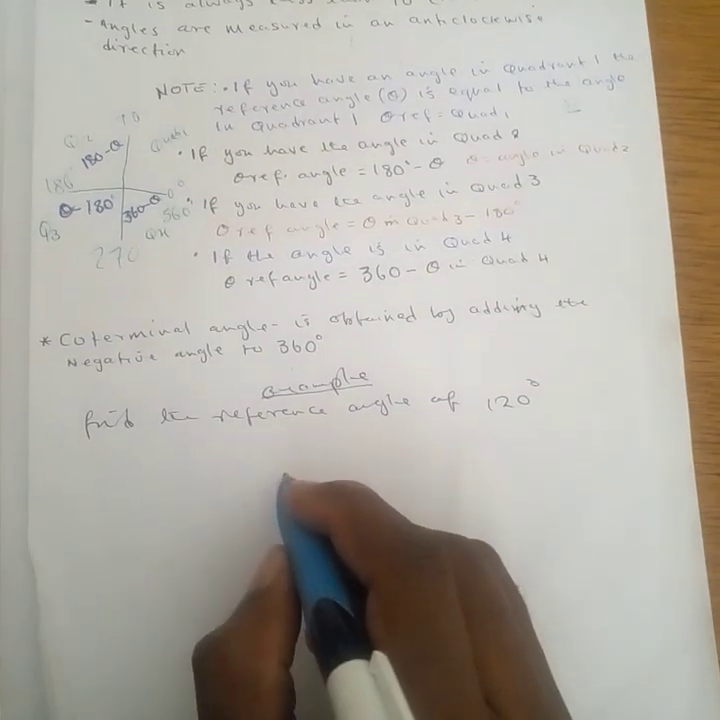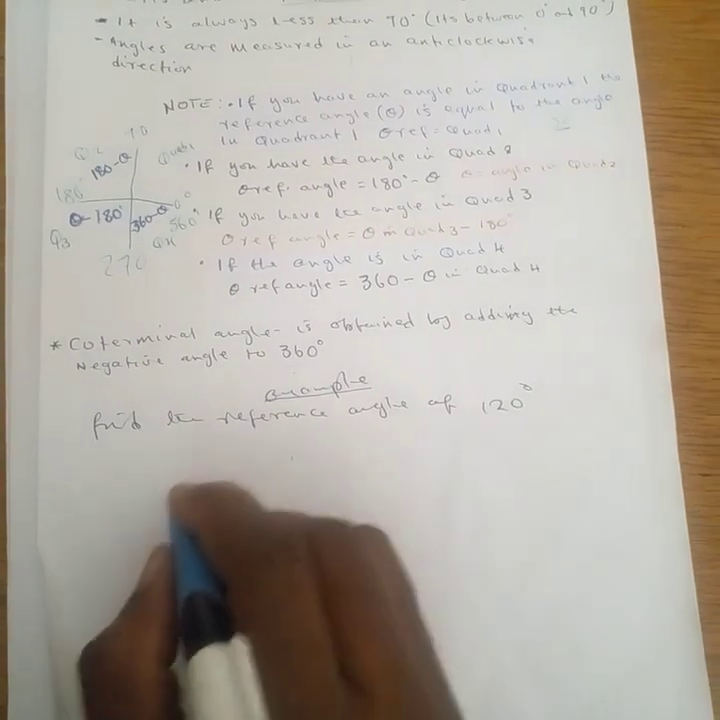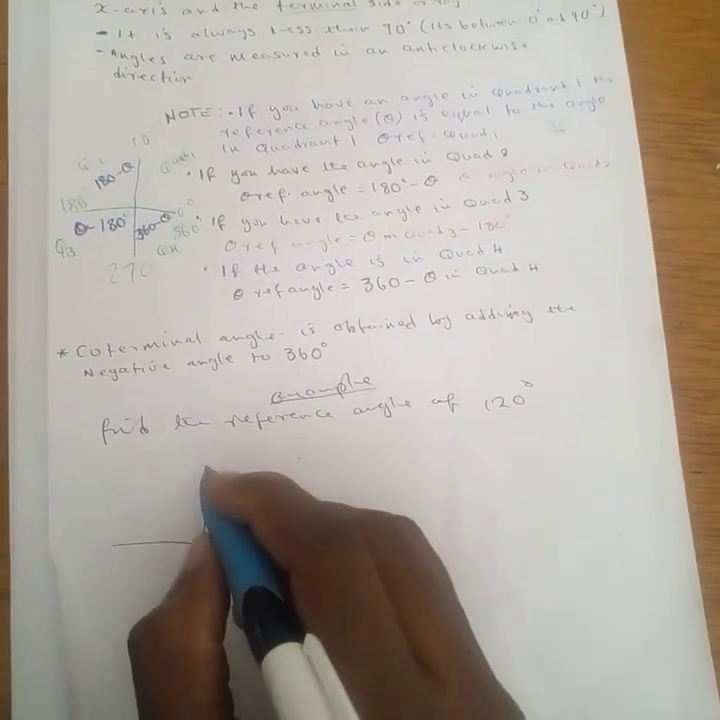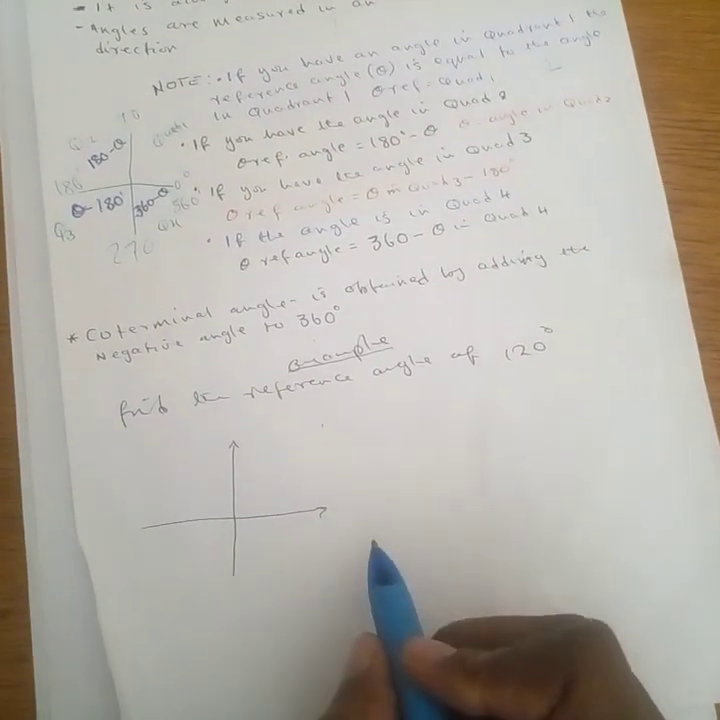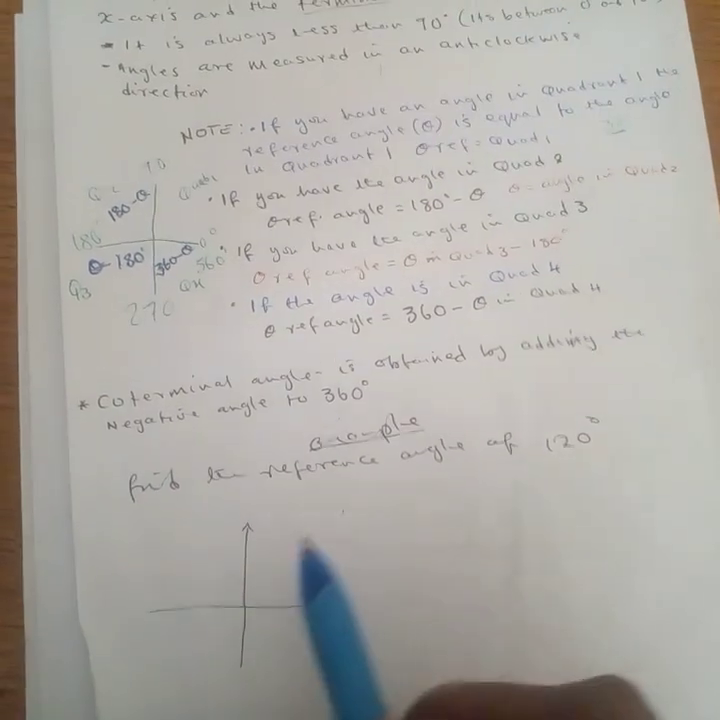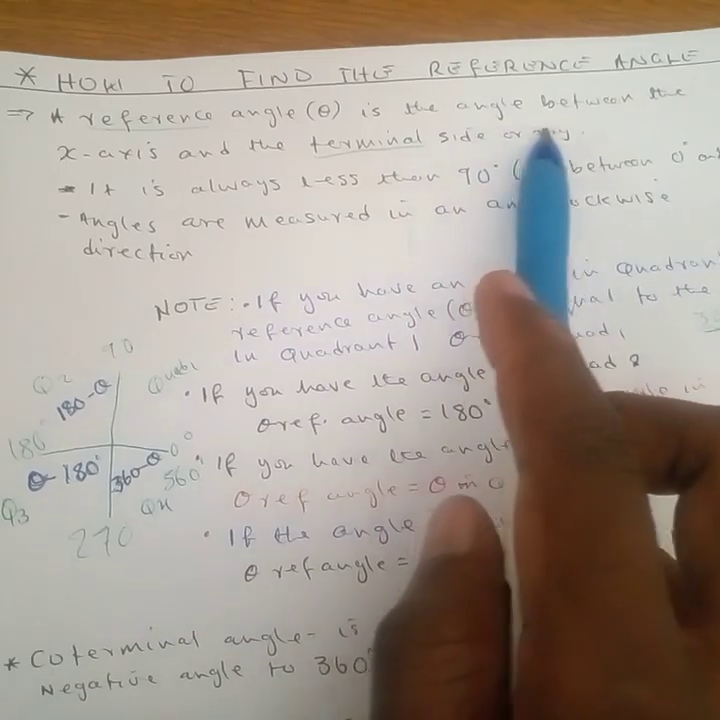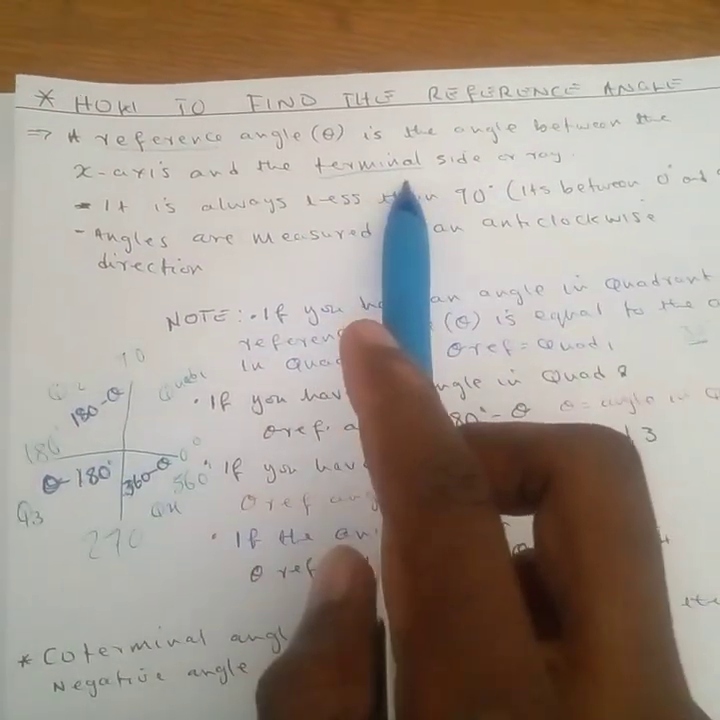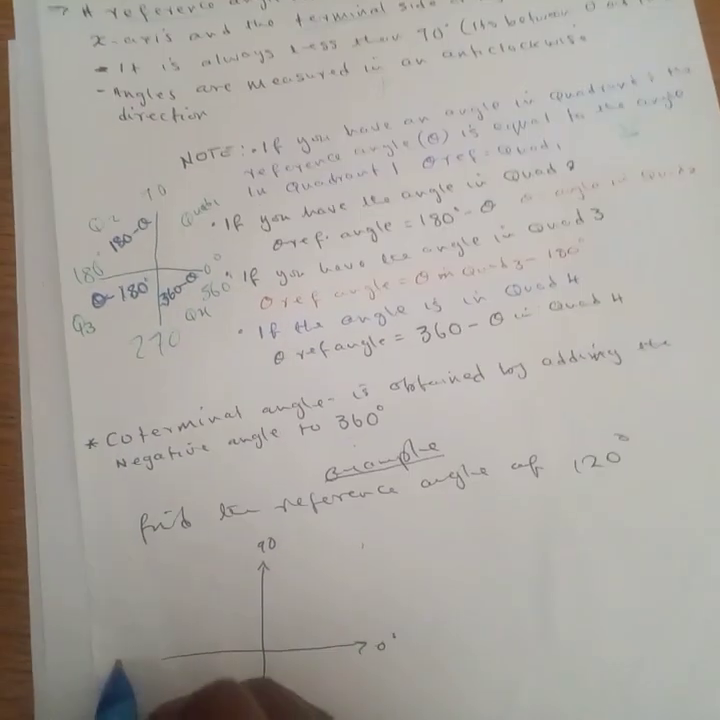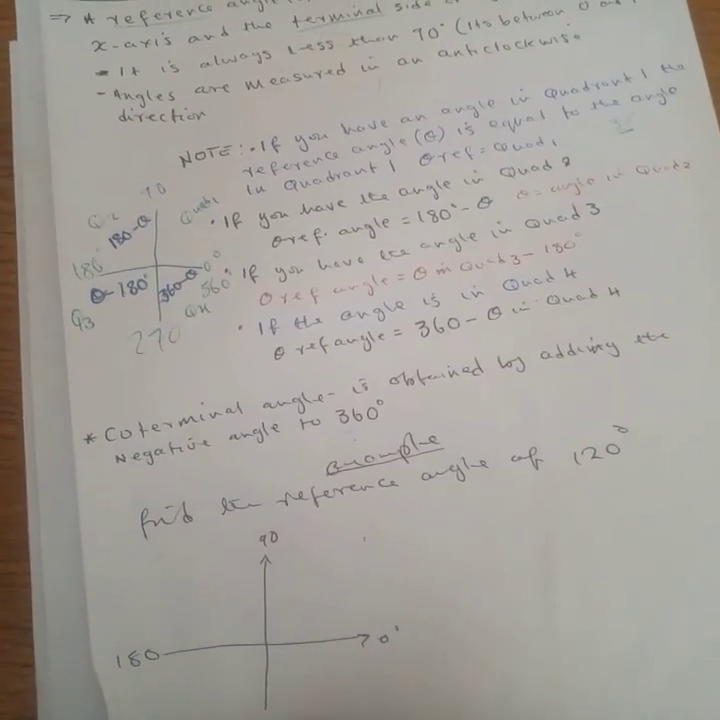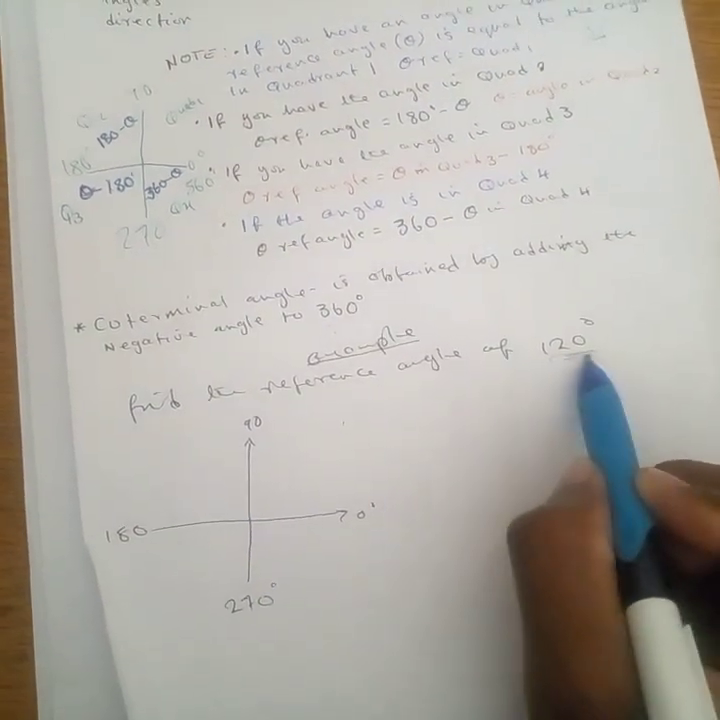Remember we are dealing with the Cartesian plane here, the Cartesian graph. So we will just draw the Cartesian graph there, like that. We know that this is our y, and this will be our x. Then we said that in order for you to come up with the reference angle, it's the angle in between the x-axis and the terminal side. So when you look at this, we have 90 degrees there, 0 degrees, 180, and 270 degrees. Now, the angle which we have been given is 120.